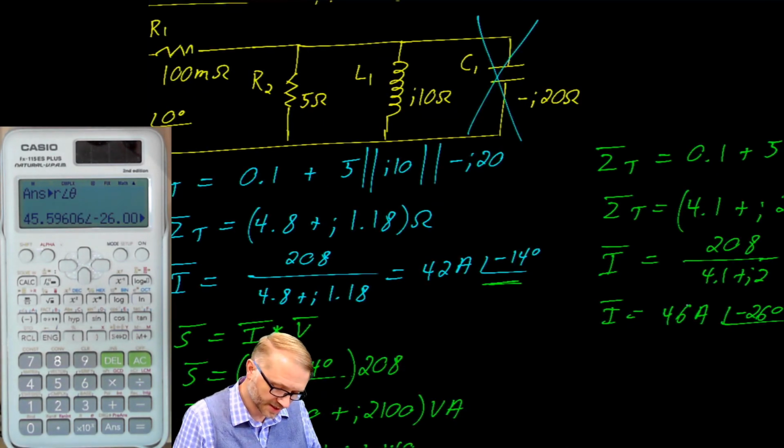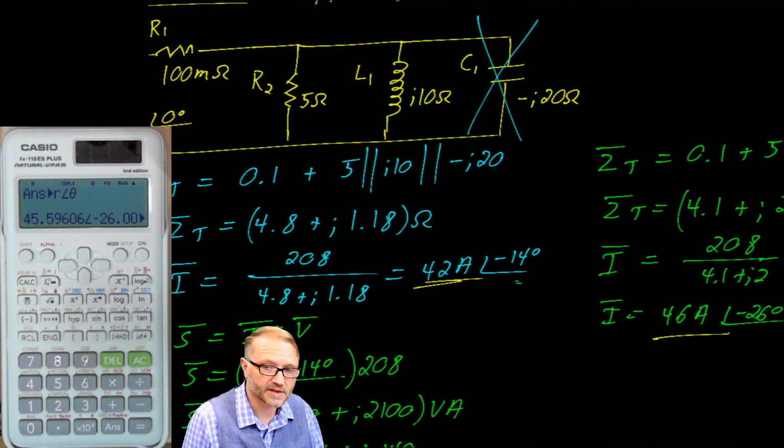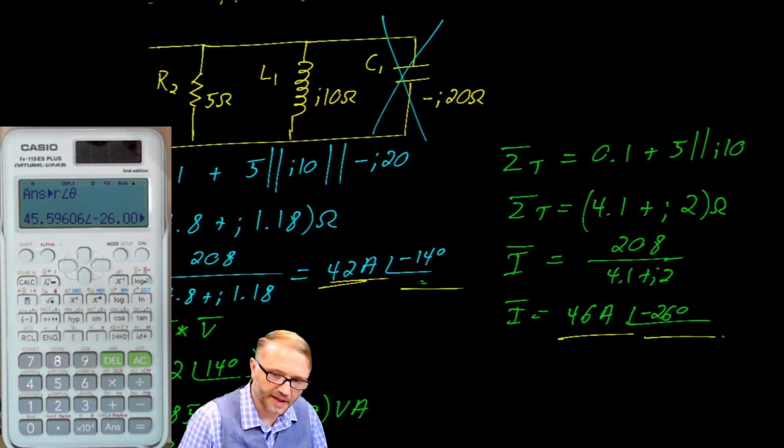And I think that one's kind of interesting because you'll notice the current was originally 42 amps. Now the current is at 46 amps. You notice the angle was originally at negative 14. Now the angle is at negative 26. It looks like our circuit performance is being degraded.